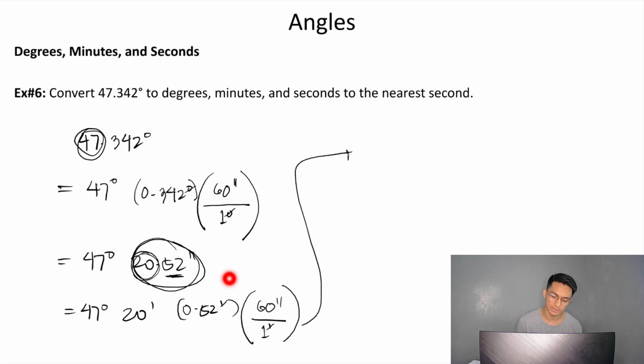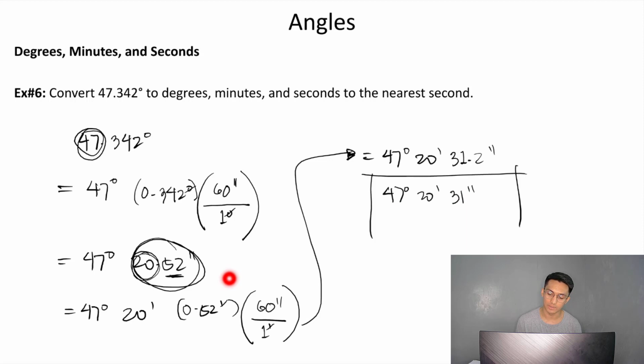Ang magiging final answer na natin ngayon is 0.52 times 60. We have 47 degrees, 20 minutes, and 31.2 seconds. Or, if i-round off pa ulit natin, we have 47 degrees, 20 minutes, and 31 seconds. Ito na po ang ating final answer. Converting the angle of 47.342 degrees to degrees, minutes, and seconds to the nearest second. That's our example number 6.